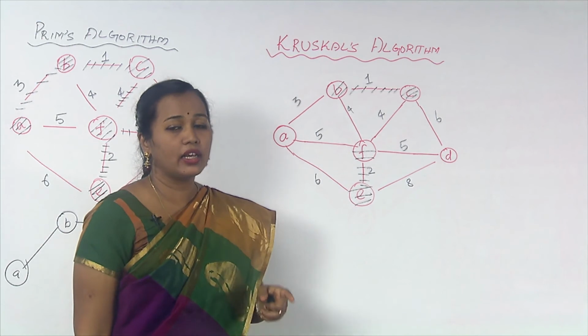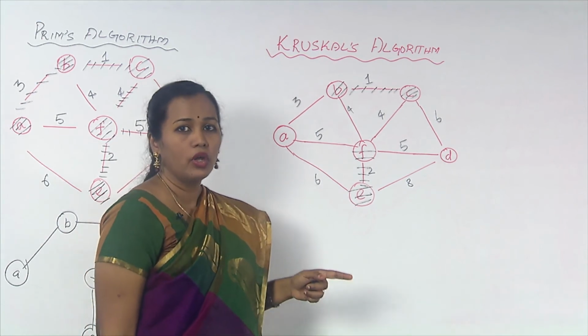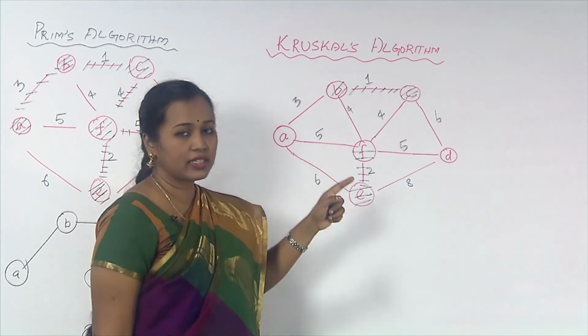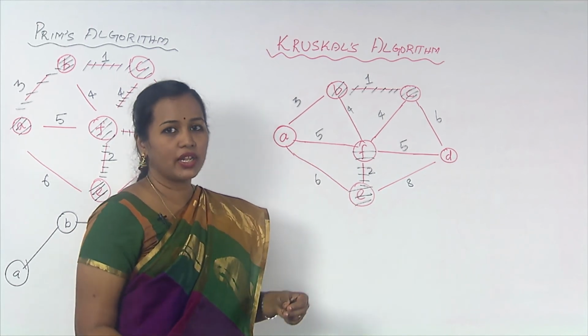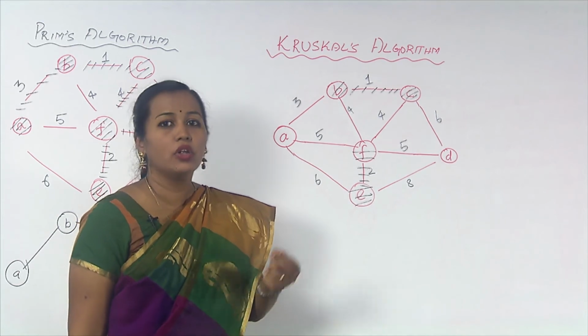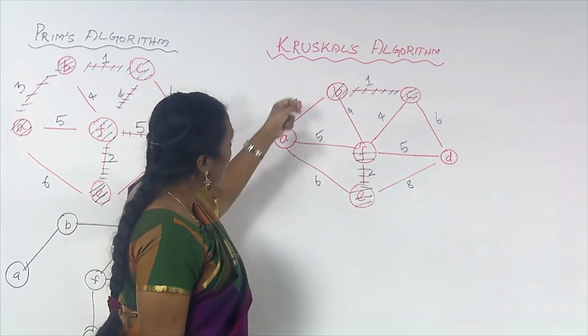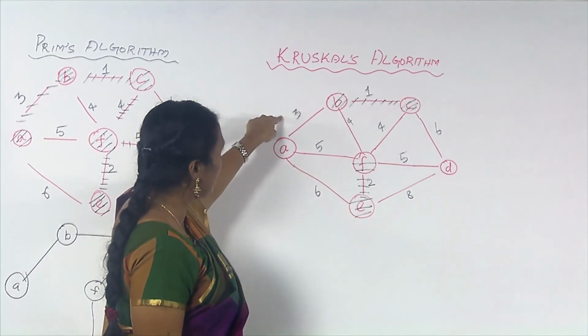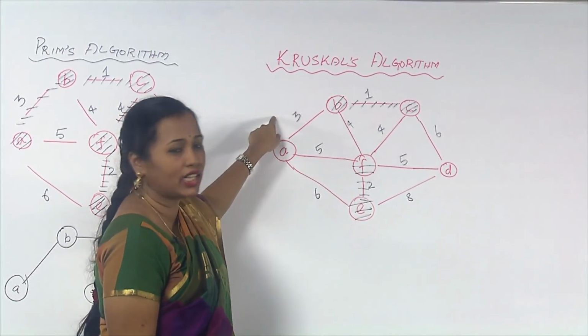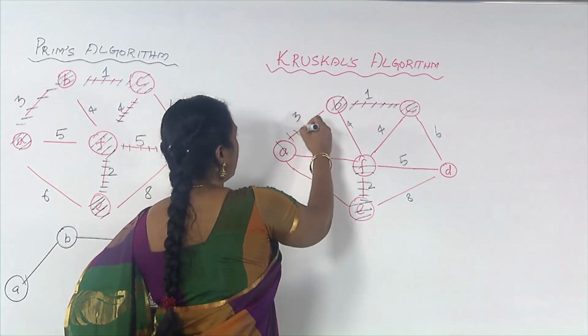But the only rule that you have to follow while using Kruskal's algorithm is that there should not be any cycle. You have to make sure that the consequent edges that you choose do not form a cycle. Next, after I choose 2, I look around the graph and I see that there is an edge of weight 3. So, the next edge I choose is this. I am going for this edge.